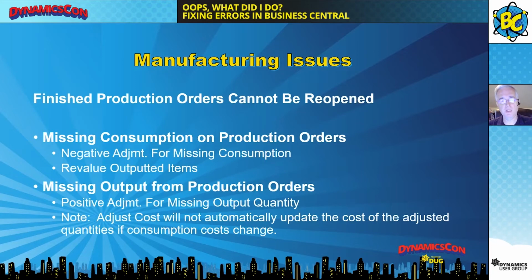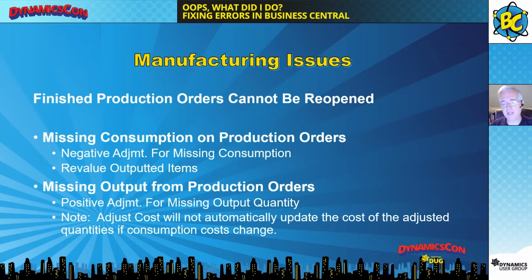So when the system gives those errors, a lot of people just automatically click OK through all of those warnings. Just be aware that those warnings are there for a reason. If you have missing components, the system will warn you about it. If you have missing output, if you haven't posted any output, you're not going to be able to finish the production order at all. It'll just stop you from doing that. You have to output at least one of your item in order to finish the production order.